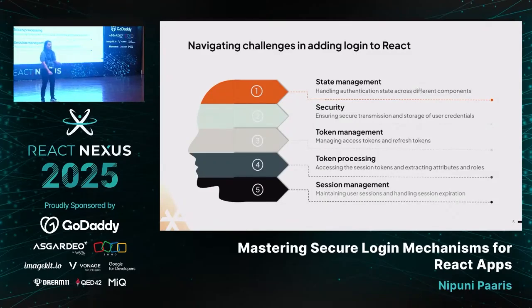And then comes token processing. Okay, you got the token, may it be an opaque token or a JWT. If it's an opaque token, how do you make sure it's a valid token? And if it's a JWT, you need to verify the signature and get the user attributes, roles, whatever it is, and use it in your application to give a very personalized experience for the user.